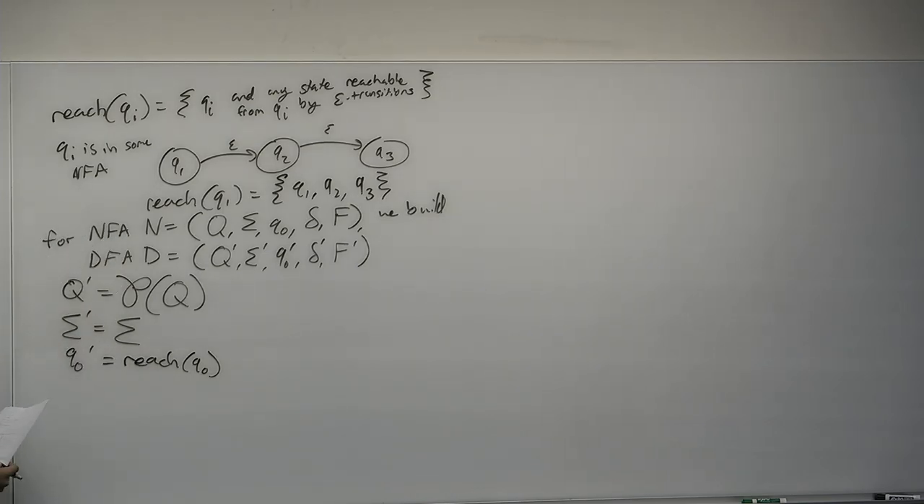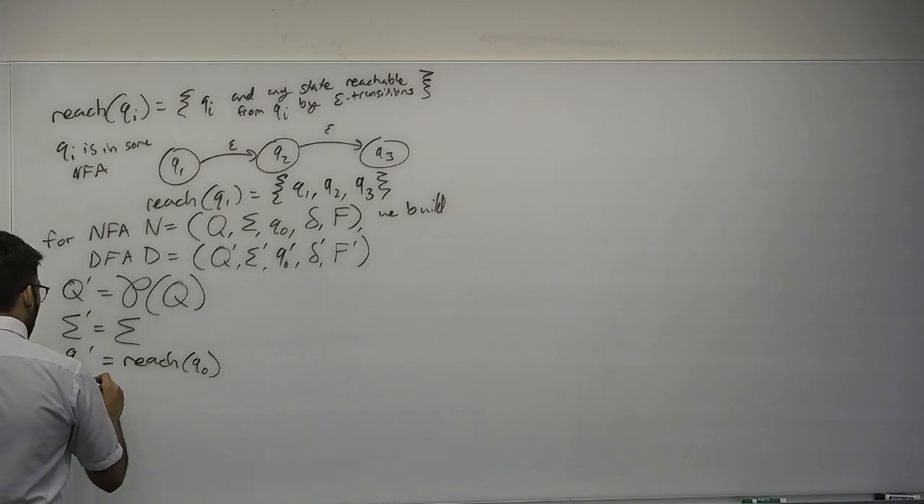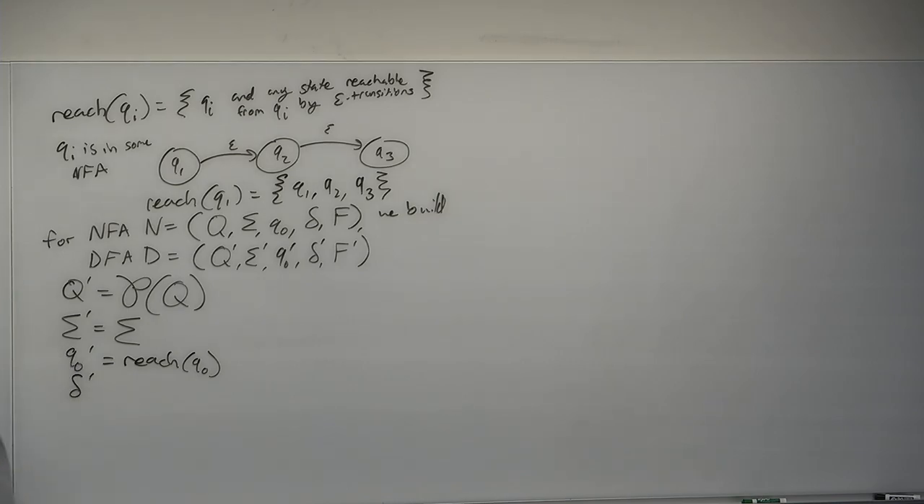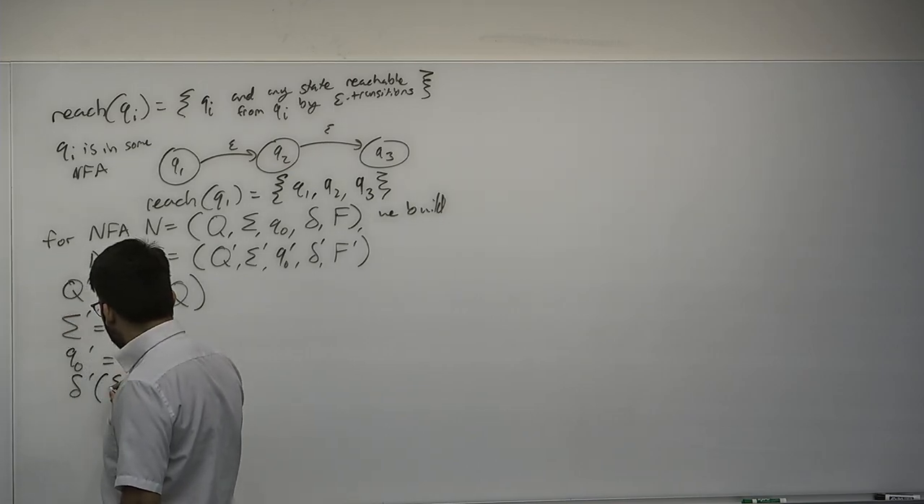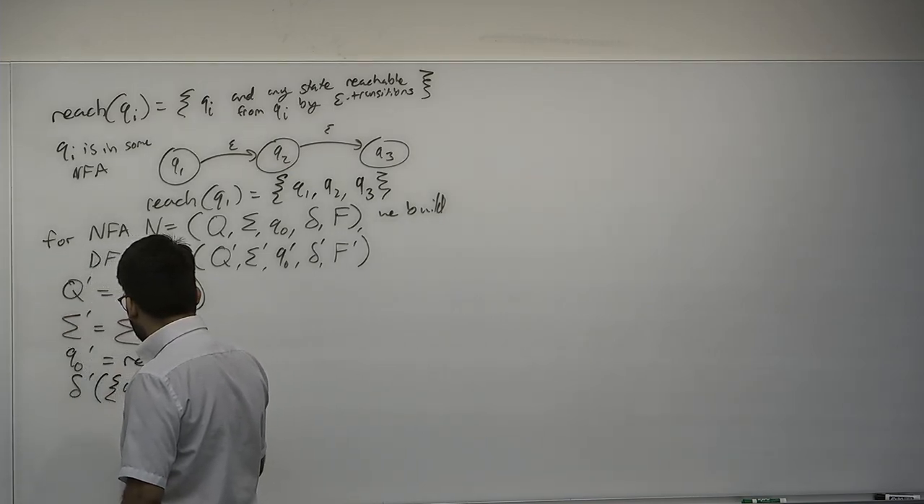Now here's the hard part. How do you define delta? So the way we're going to define it is, if you're at a state in the DFA, that is you representing a superposition of states in the NFA. So you want the transitions going out from your DFA state to represent the simulation of the NFA as if you were going out from those states. So what that means is, let's say we were at some single state like Q1 to QK.